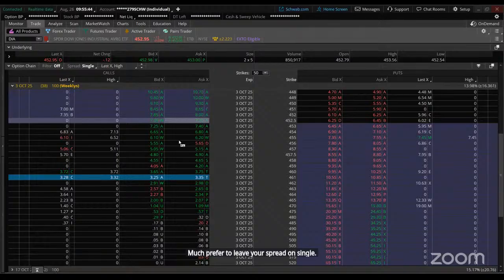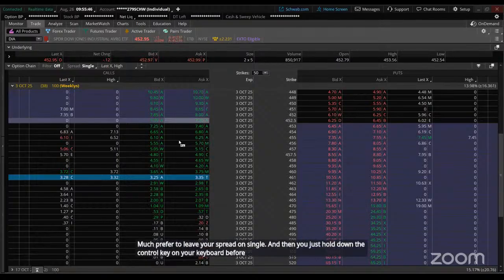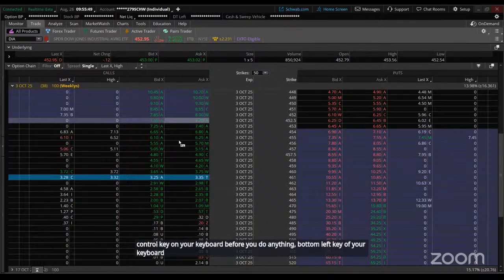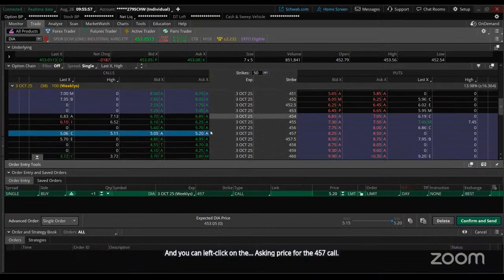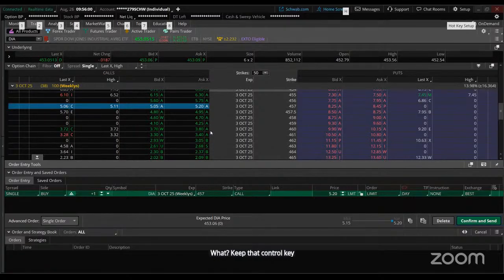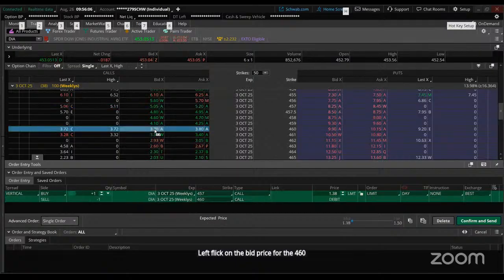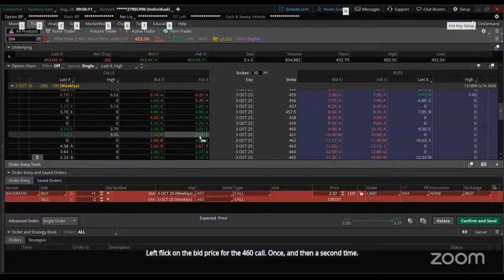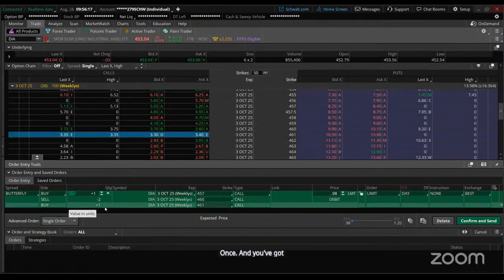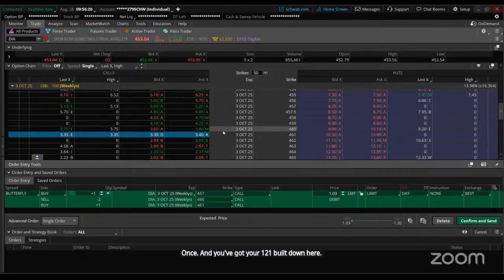And then you just hold down the control key on your keyboard before you do anything. Bottom left key of your keyboard, hold down the control key. And you can left click on the asking price for the 457 call once. Keep that control key held down. Left click on the bid price for the 460 call once and then a second time. And then left click on the asking price for the 461 call once. And you've got your 121 built down here.